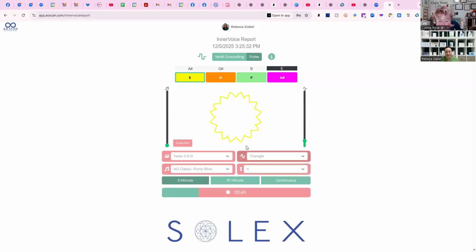And then let me talk about the different boxes here. Okay, so that's an auto mix feature. So if you want to mix it up a little bit, you can do that. Now, here's the 4 different components that you can play with.